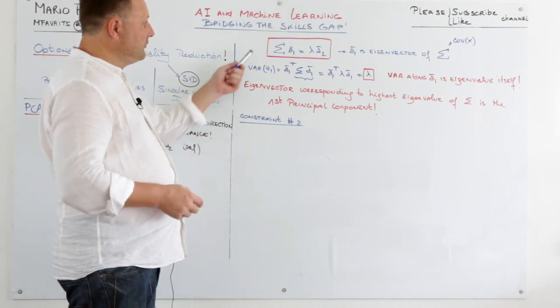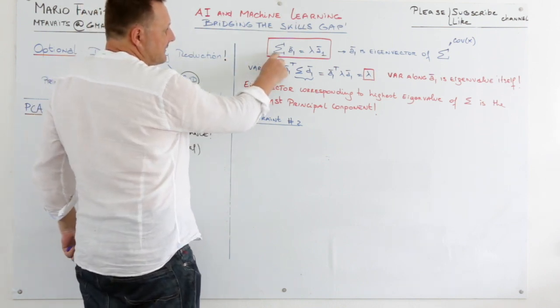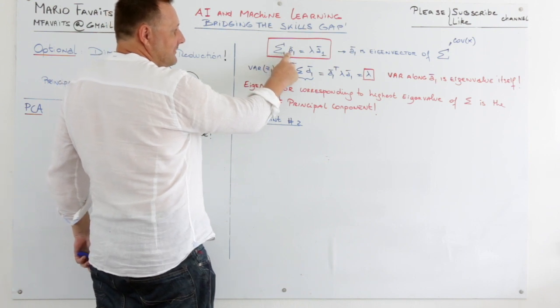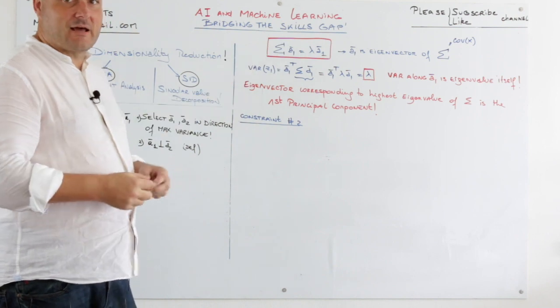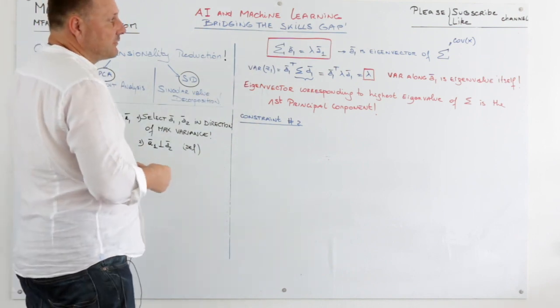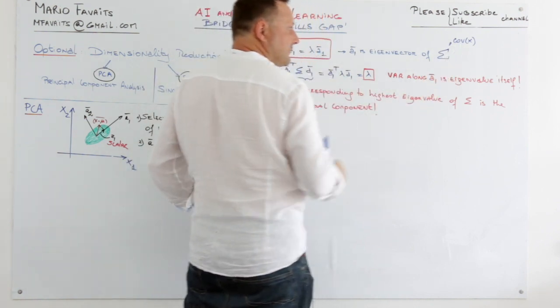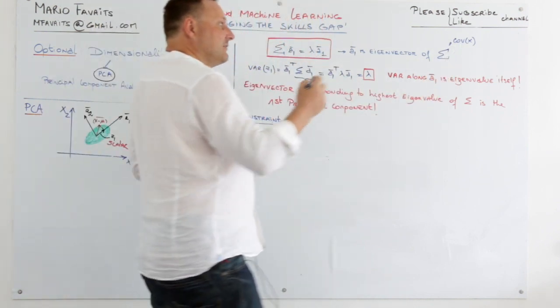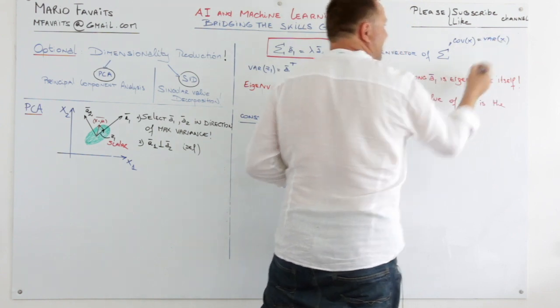Alright, this is a formula that we just derived. The covariance matrix working on A1 gives a result lambda A1. That means that A1 is an eigenvector of the covariance matrix. Remember, the sigma is the same as covariance X, is also the same as variance X, when X is a vector.